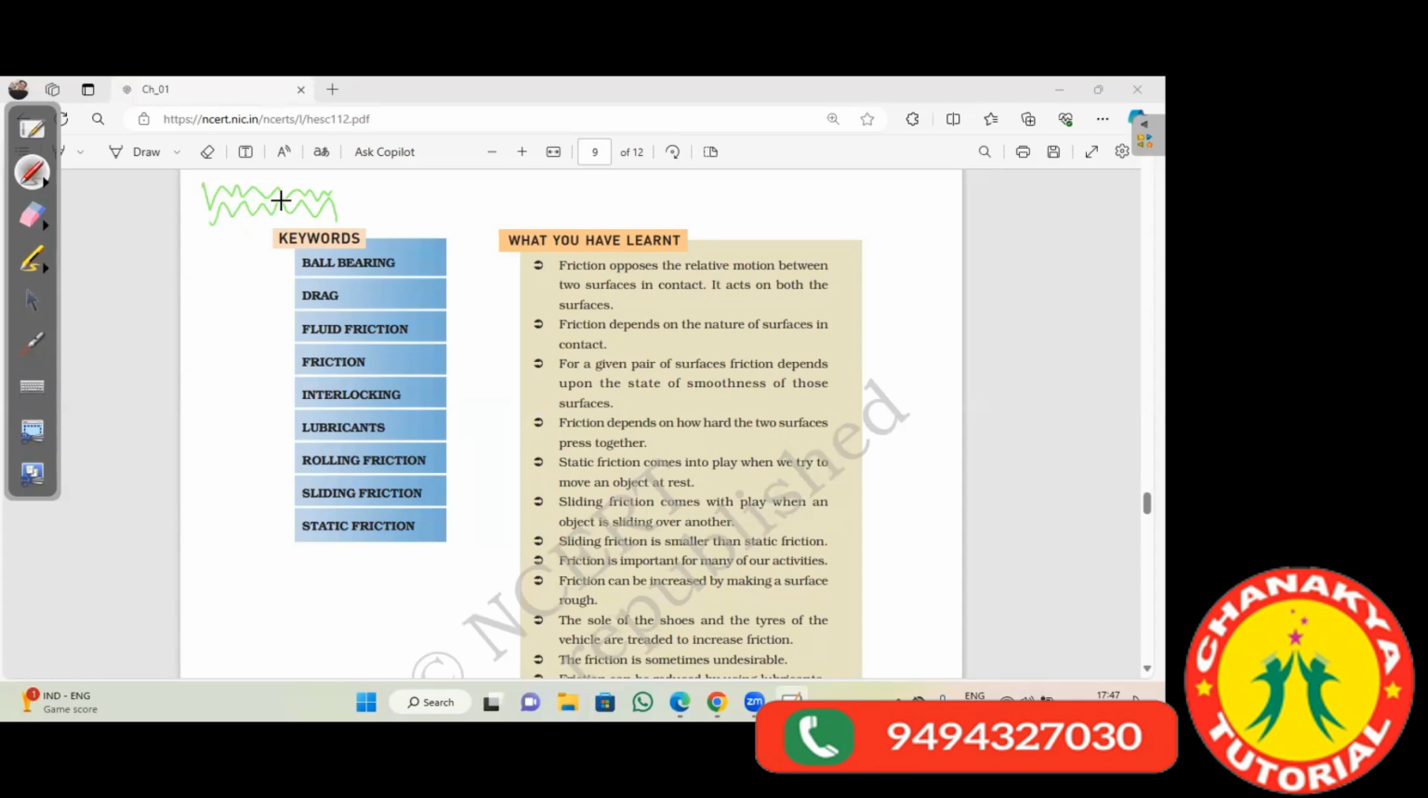Charantaj, what will be the static friction? Sir, can you explain static friction once? Sir, it means when we try to move an object when it's stationary. Yeah, we try to move it. So the frictional force offered by a stationary object is the static friction.